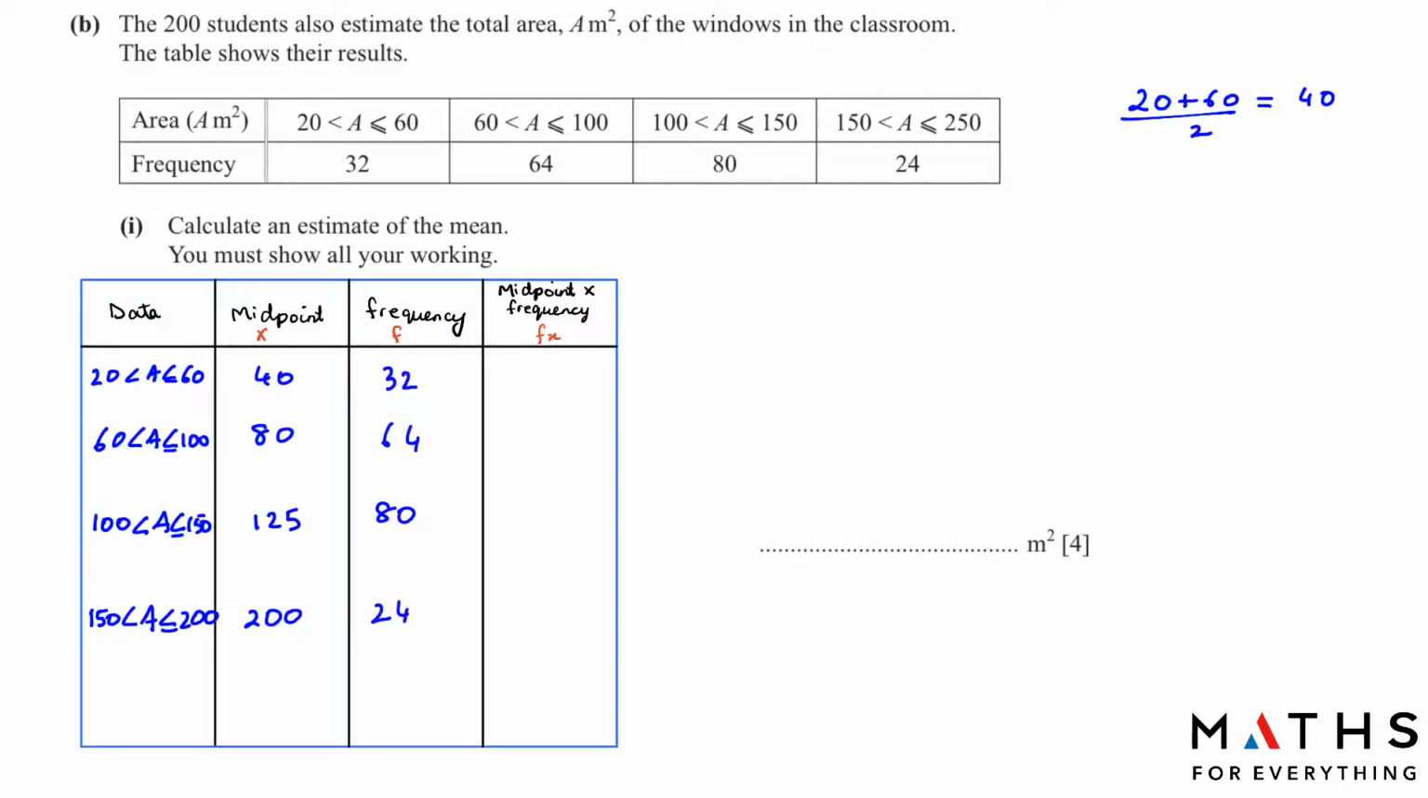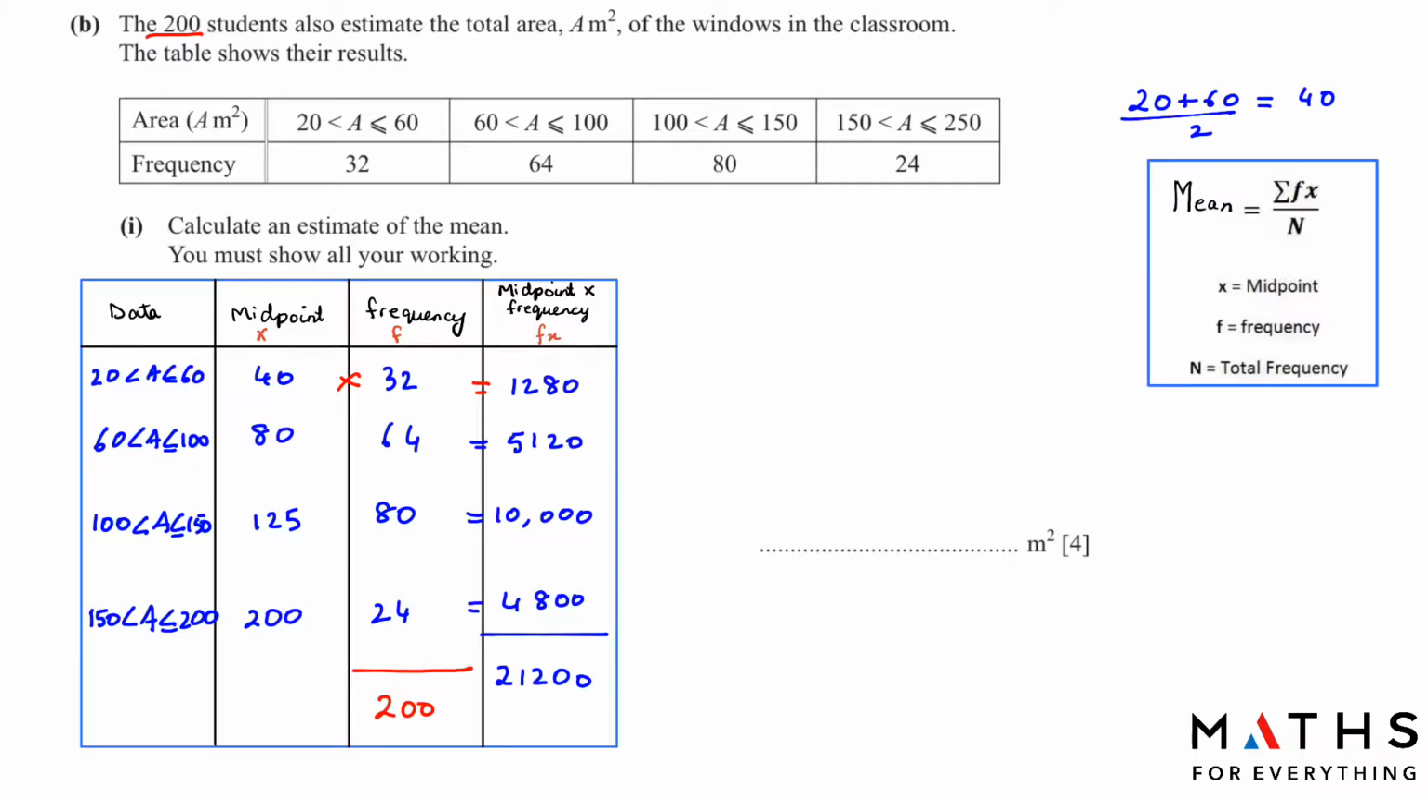Then multiply the midpoint with the frequency. Write the answer here. And we know the total frequency is 200. That is already given to us. So when you add all of this, it will give you 200. So let's multiply and write the answer. And we added everything. This is the answer we got.